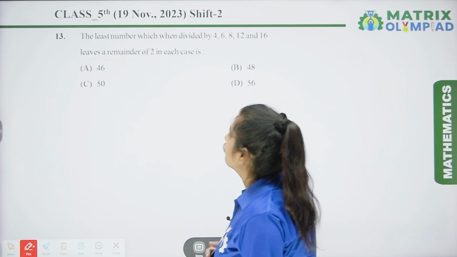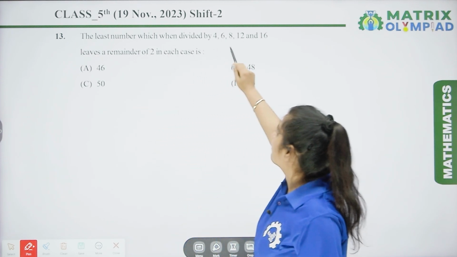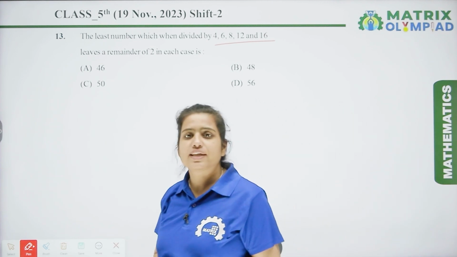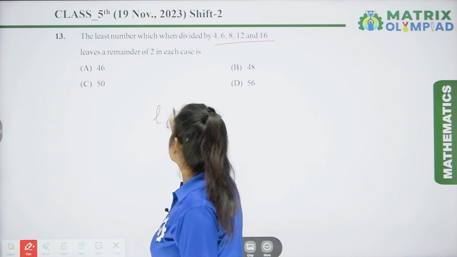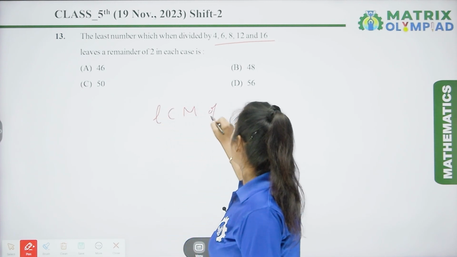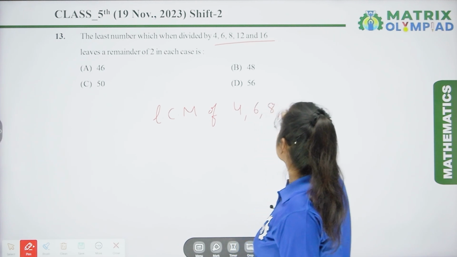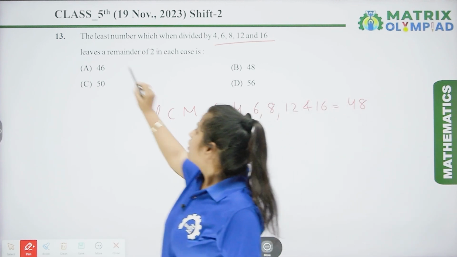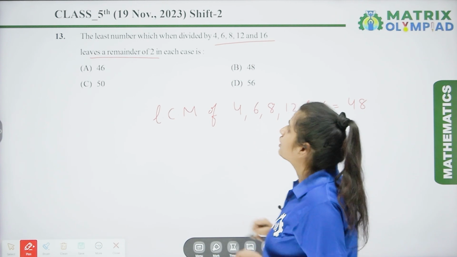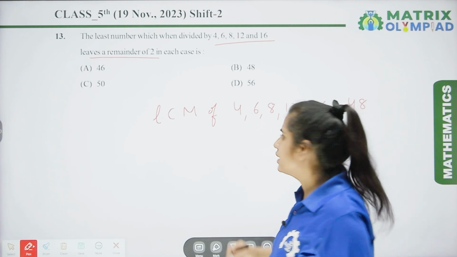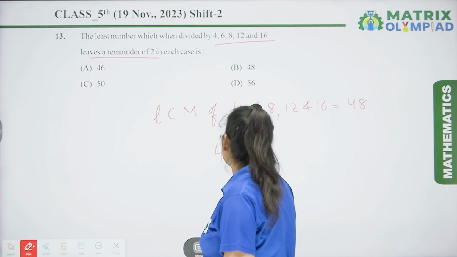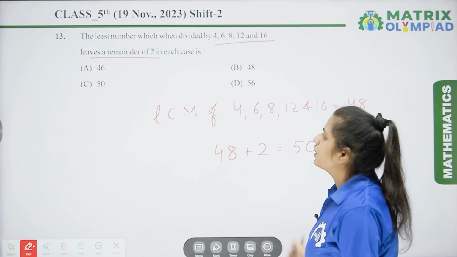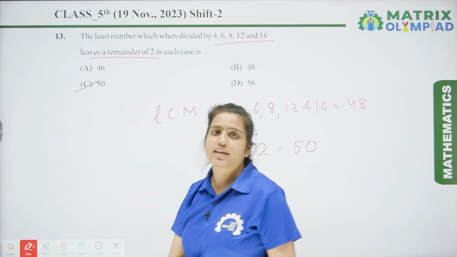In this question, what we have to find out? We have to find out the least number which when divided by 4, 6, 8, 12 and 16 leaves a remainder of 2 in each case. So here we have to first find out the LCM of these numbers. So LCM of 4, 6, 8, 12 and 16 is 48. And if we want that the least number should leave a remainder 2 in each case, then what we have to do? We have to add 2 to 48. So we will get answer 50. So here option C is the correct answer.